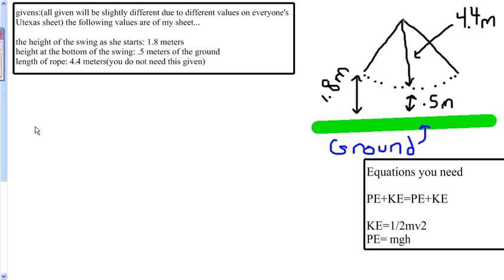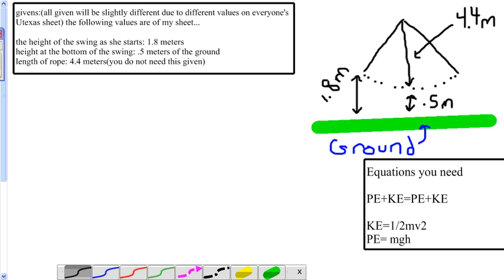Okay, so at first this seems like a pretty difficult problem. But what you need to do is just go through and set up the equation as you see it. So the equation you need is right down here. If you fill that in, you have the peak right up here, where they have the most potential energy because they aren't moving and they're at the highest height. So that's 1.8.